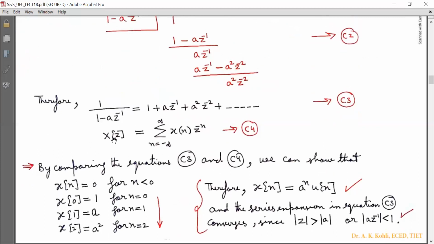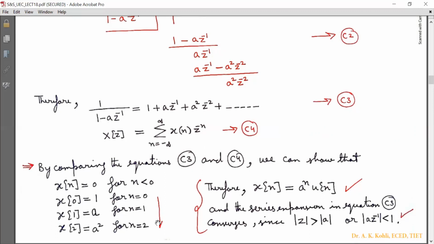Now the expression for X(z) is equal to summation n running from minus infinity to infinity x[n] z raised to power minus n. Now by comparing equations C3 and C4, expand C4 and then compare C3 with C4. I can easily get that x[n] is equal to 0 for n less than 0, x[0] is equal to 1 for n equal to 0, x[1] is equal to a for n equal to 1, x[2] is equal to a squared for n equal to 2.